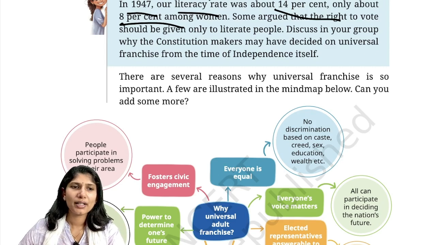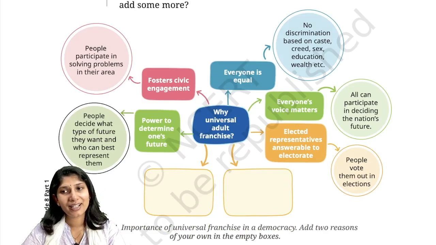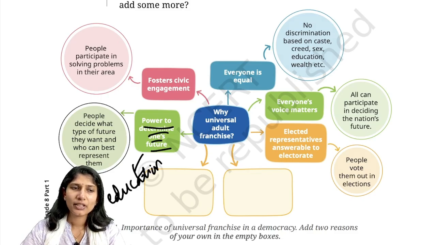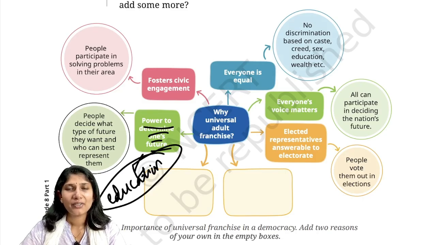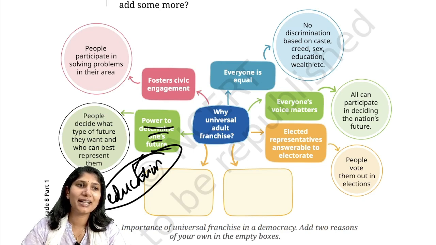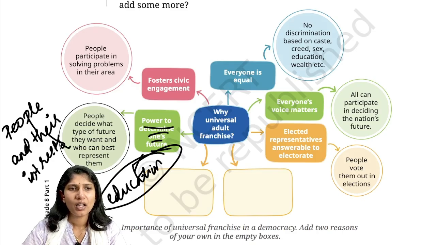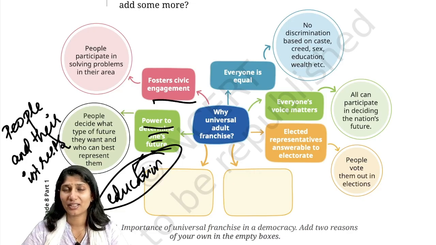Let's now list out reasons why a country should have universal adult franchise, or why India in the first place had universal adult franchise. First, the power to determine one's future is there irrespective of your education. Every individual should have the power to determine their future, and they have to be the one to pick who represents them and their interests well. Next, by giving universal adult franchise, you are fostering civic engagement, which means you are making people actively involved in the decision-making process to address the difficulties or problems in their respective areas in a very effective and efficient manner.